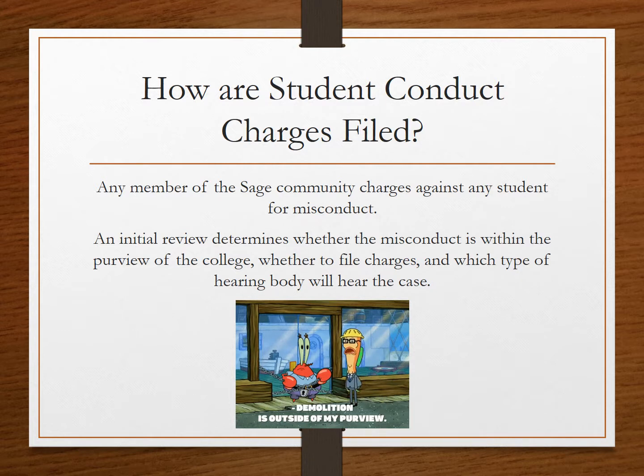Any member of the Sage College community, including students, faculty, staff, and administrators, can file a charge of misconduct against a student. After this initial filing, the Vice President will review the misconduct to ensure that it is in the purview of the college, determine whether charges need to be filed, and which type of hearing body will hear the case.